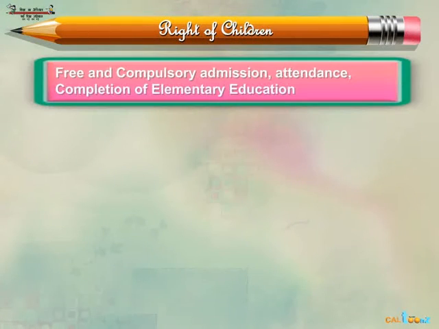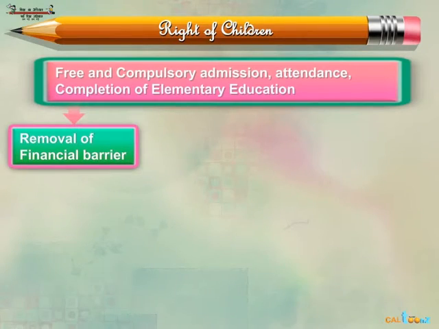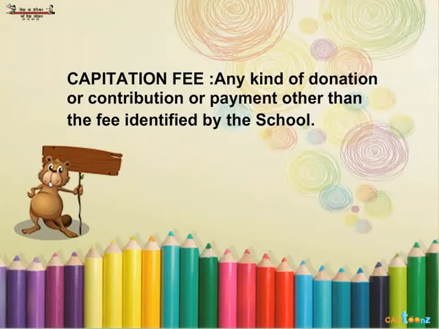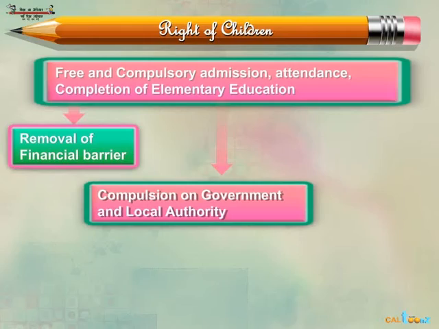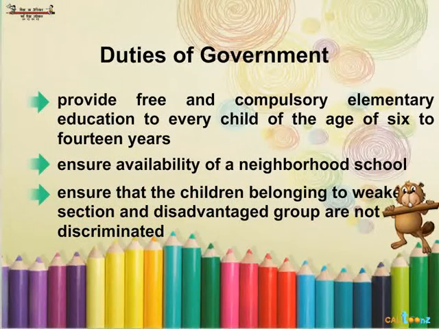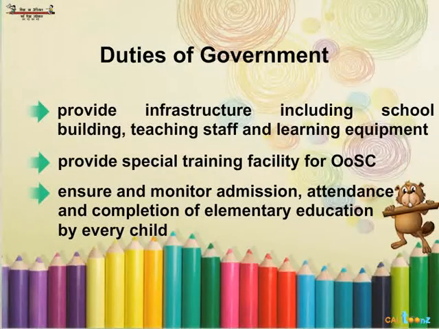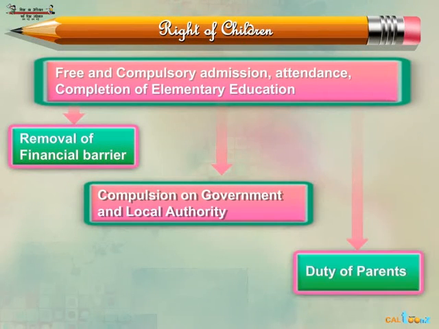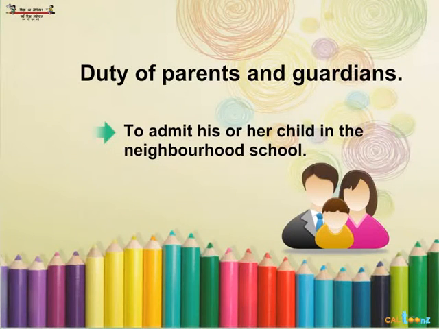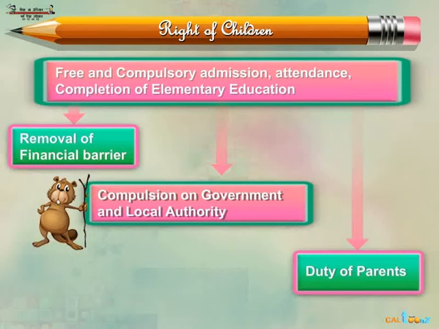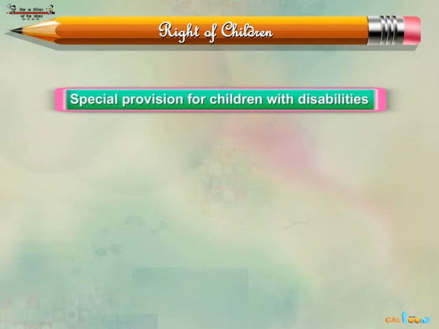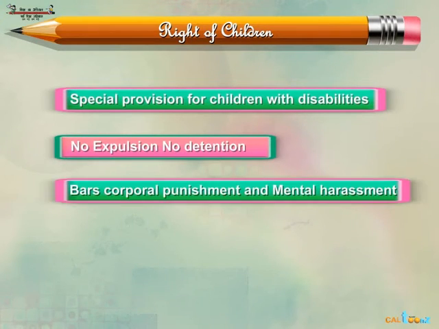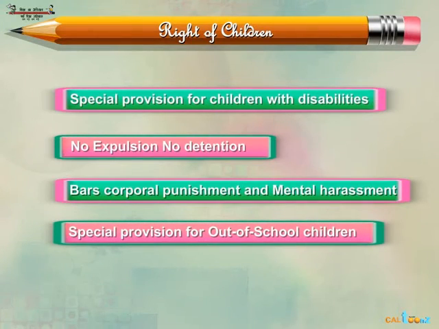Rights of children: free and compulsory admission, attendance, completion of elementary education, removal of financial barrier, compulsion on government, local authorities, and duties of parents. Special provision for children with disabilities: no expulsion, no detention, bars on corporal punishment and mental harassment. Special provision for out-of-school children.